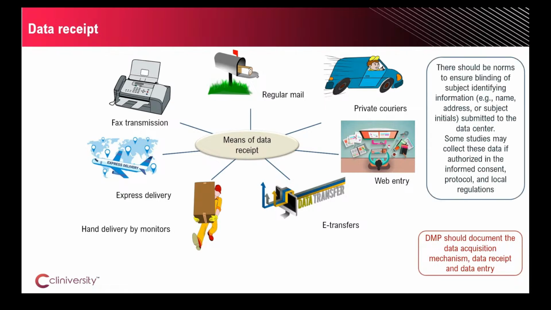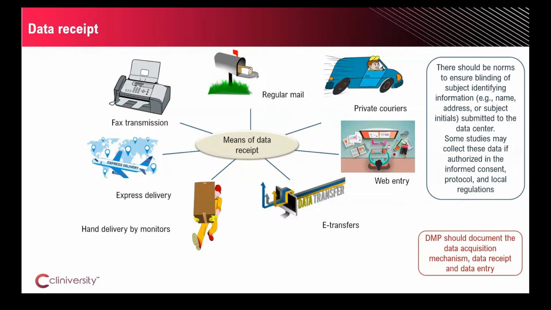Standard operating procedures should also be in place to ensure that the blinding of the subject identifying information remains, especially such as the name, address, and subject initials, unless collection of this data has been authorized in the informed consent protocol as well as the local regulations. Otherwise, the blinding has to be maintained while doing this data transfer. Ensure that a process is in place to quickly identify also if there are incidences of the violation of the data privacy conventions and laws.